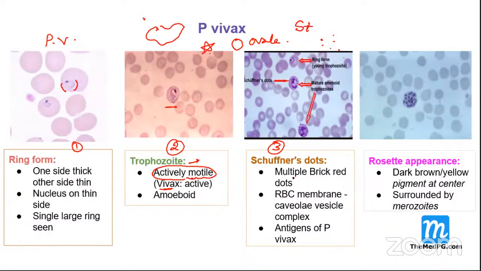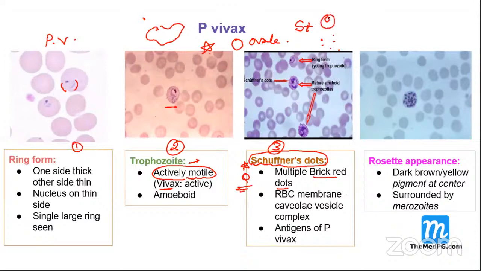So they are called stippling, or dots, or granules. You can see multiple brick red colored dots, just below the RBC or on the surface of the RBC. And they are called Schüffner's dots. This point is very, very important, and it is also a pathognomonic feature of Plasmodium vivax. So, Schüffner's dots. And what are these dots exactly? We don't know the exact function of these dots, but it is believed that the RBC surface membrane... So what happens?